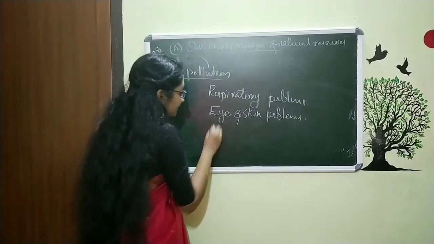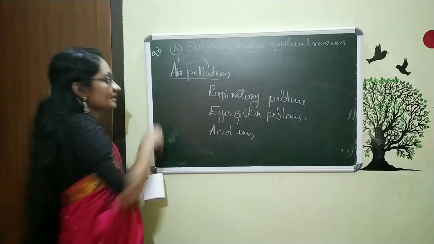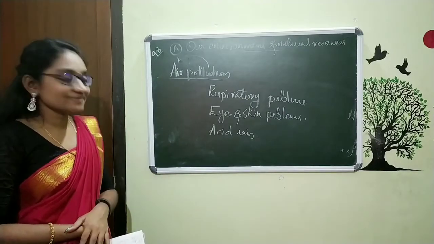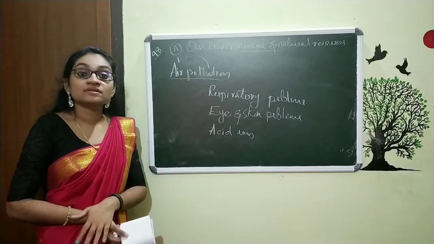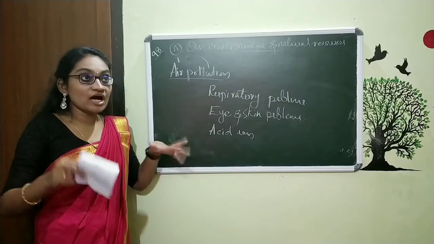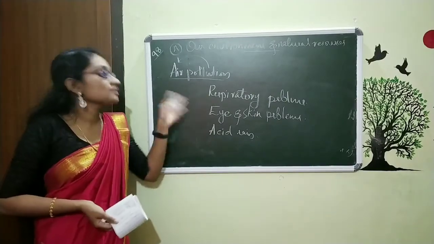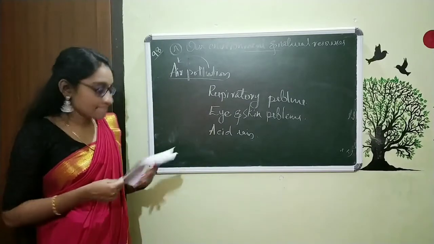Next is acid rain. This acid rain occurs because of air pollution. One of the reasons is this air pollution. Some sort of gases are continuously released to the air, and so it causes acid rain. So these are the effects. That means what happens with air pollution: respiratory problems, eye and skin problems, acid rain, etc.